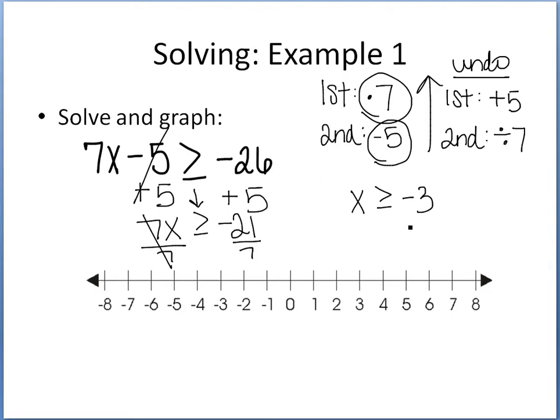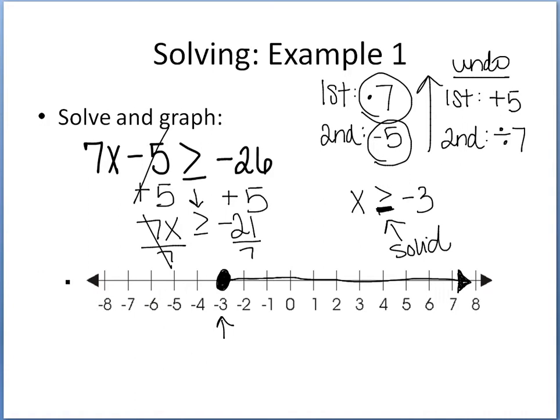So my first thought is, where's -3? Okay, it's right here. It's greater than or equal to. That or equal to means solid. So I have to make a solid dot at negative 3. Negative 3 is part of the answer. Then I think about what's greater than negative 3. Negative 2 is, negative 1, 0, all the positives, and on.